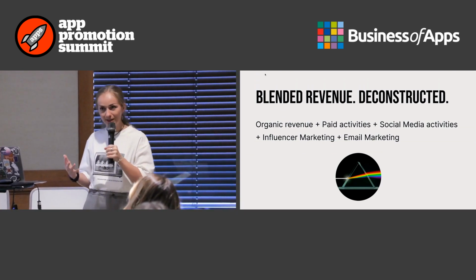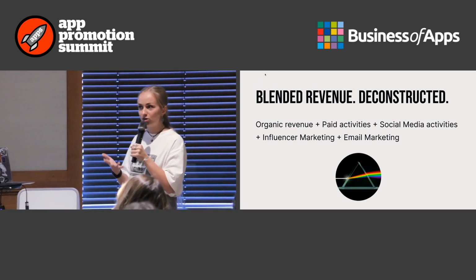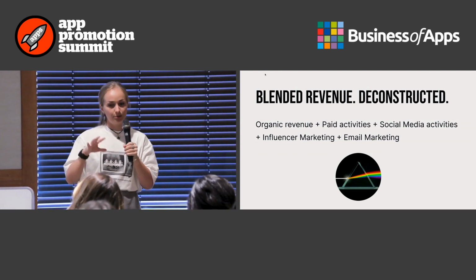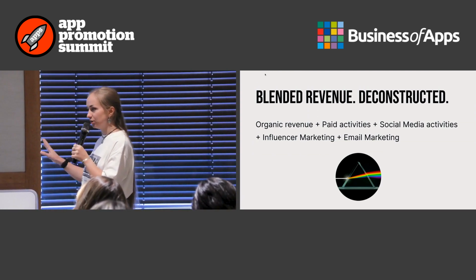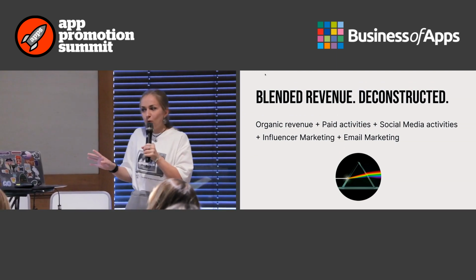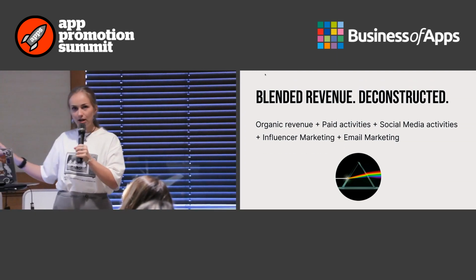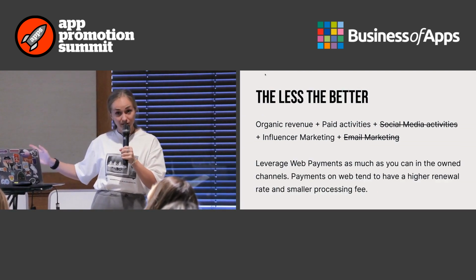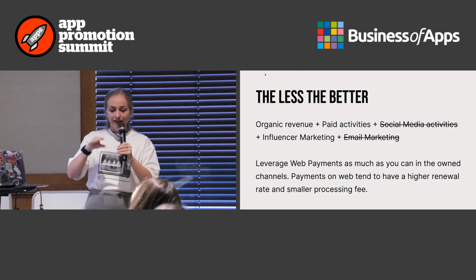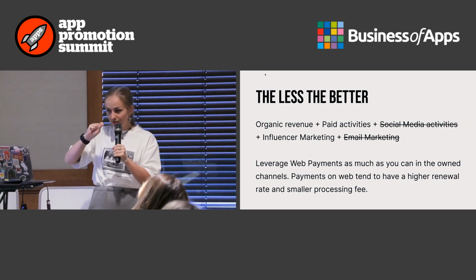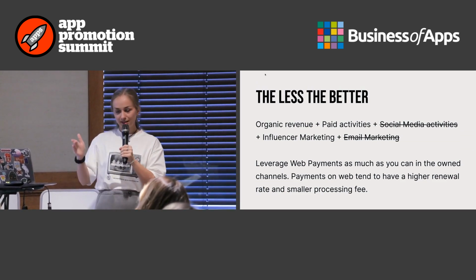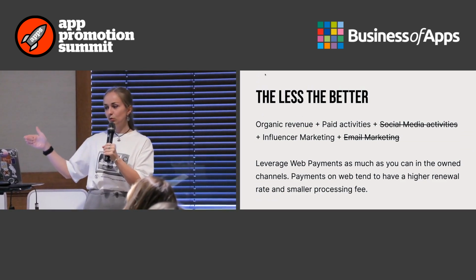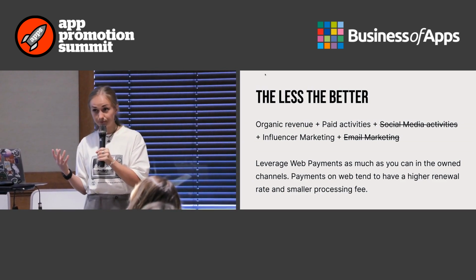And now let's talk about blended revenue and how to deconstruct it. I hope by now you understand that the most reliable source when you analyze your campaign is blended revenue. But you want to say, well, that's everything everywhere at once. Not going to be good. But you can always eat an elephant in little pieces. So, for example, we have organic, paid, social, influencer, and email.